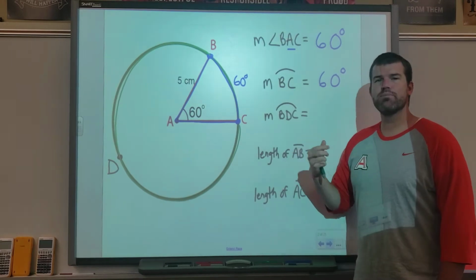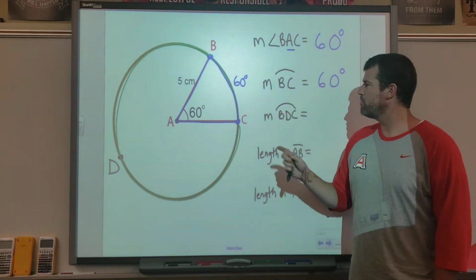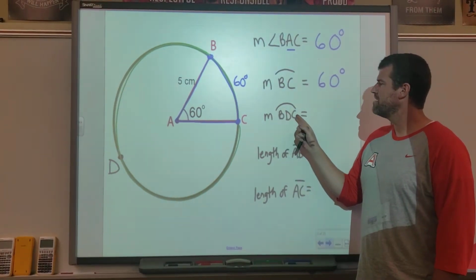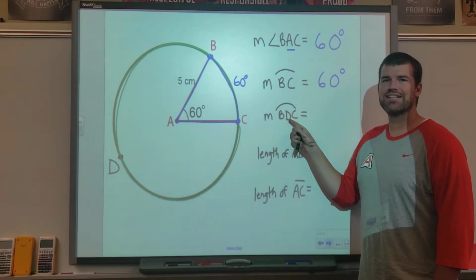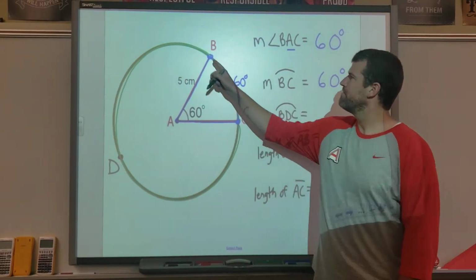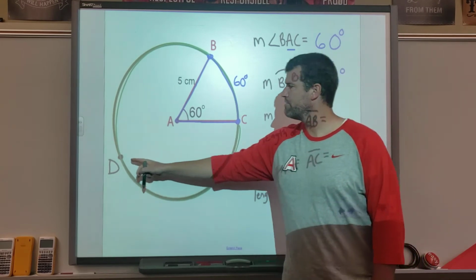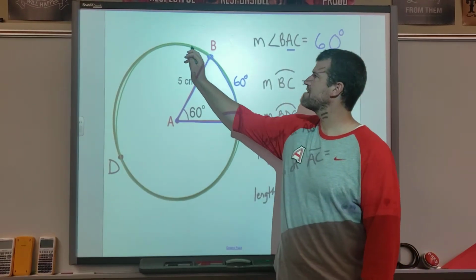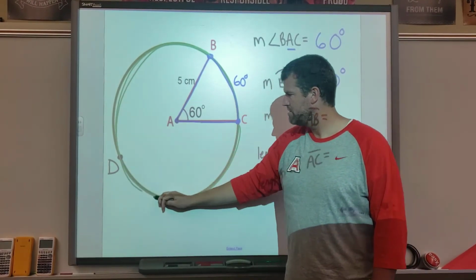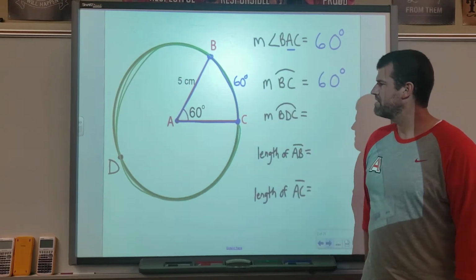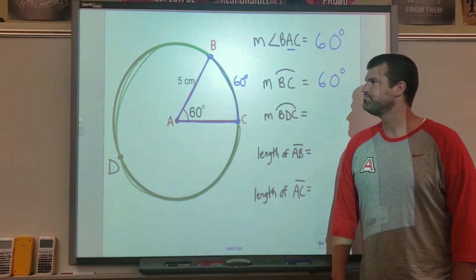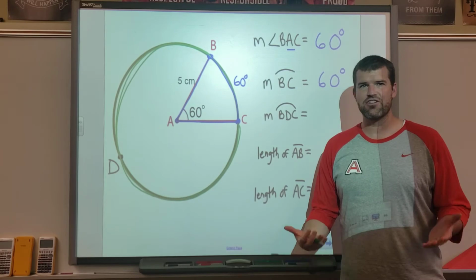But then in the middle, we put one more letter to show that when we went from B to C, we went through point D. So if I'm going to go from B to C, but still go through point D, I need to go this longer way around. So that's called a major arc. Well, how many degrees are in a circle?